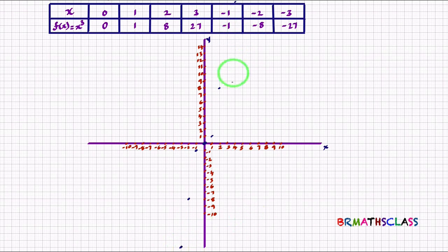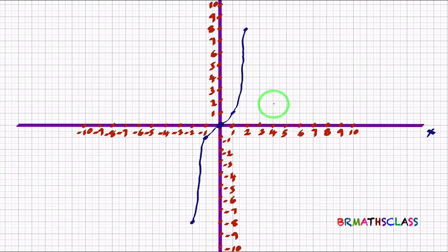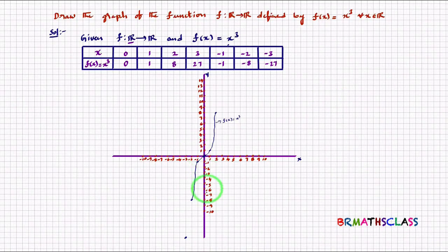You just join these points and you see how the graph looks. Observe here, I joined the points and I got it like this. What is this? This is the graph of the function f of x equal to x cube. We use this graph very frequently while solving JEE problems. Instead of marking the points on the graph and drawing like this, you just remember how the graph of f of x equal to x cube looks.